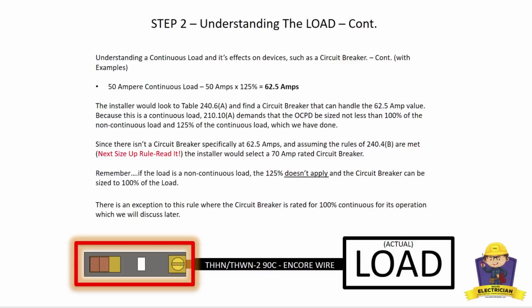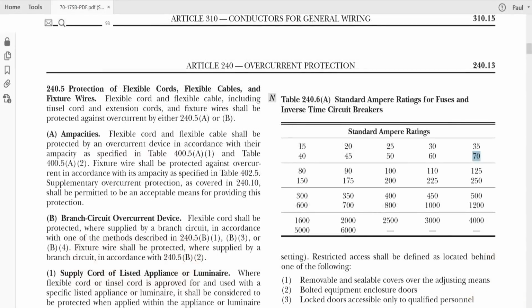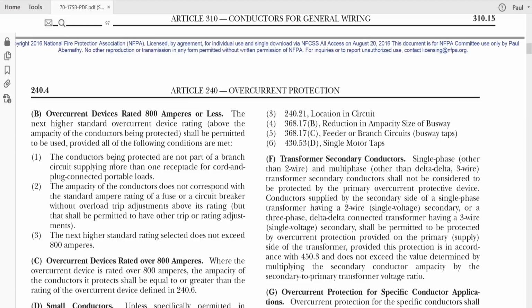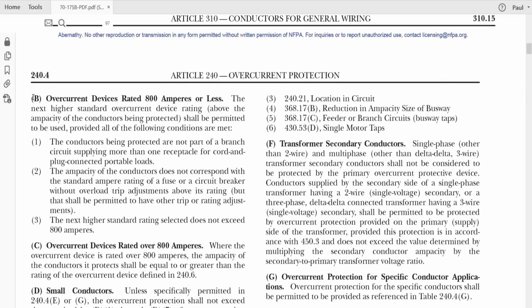All right, so we come back to the code, or to the PowerPoint. And the next size up rule we want to talk about. So it's okay to put the 70 on there. The code requires it. Now let's look at this rule here, 240.4b, and see when we can apply this next size up rule application, because that's real important that we know when we can apply it. So we're going to go to the code, and we're going to go back a little bit to this rule right here. And that is this rule here, and it is 240.4b. Now it's got 3 provisions here.